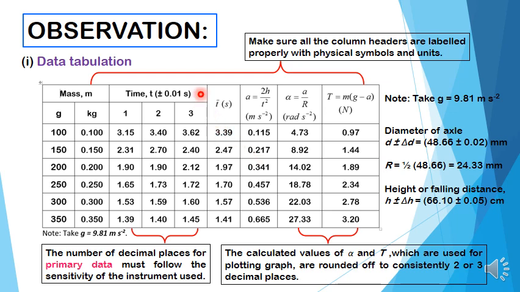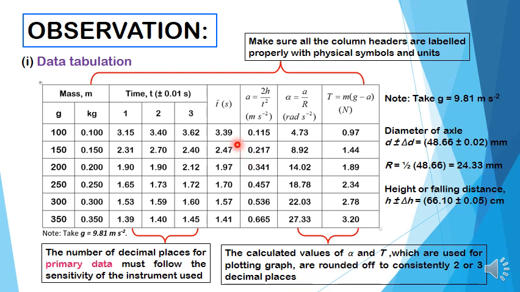The time recorded here is an example of primary data. The time was recorded using a stopwatch. Therefore, the column header of the time is written with the sensitivity of the measuring instrument, which is the stopwatch. And the sensitivity of the stopwatch is plus minus 0.01 second. And it consists of 2 decimal places. Therefore, the time recorded in the data table must all consist of 2 decimal places as well.